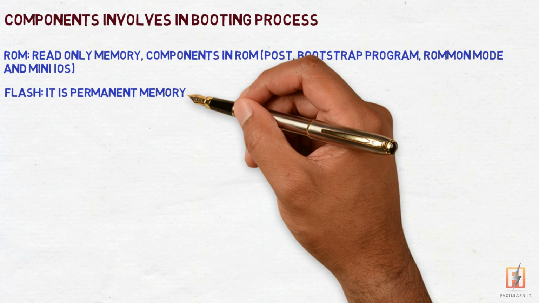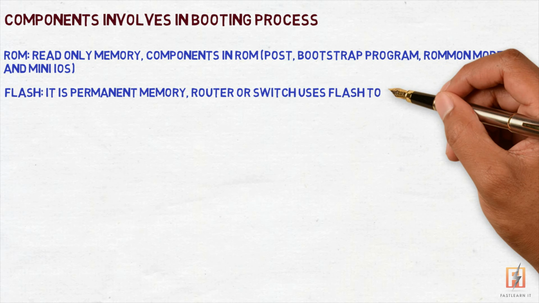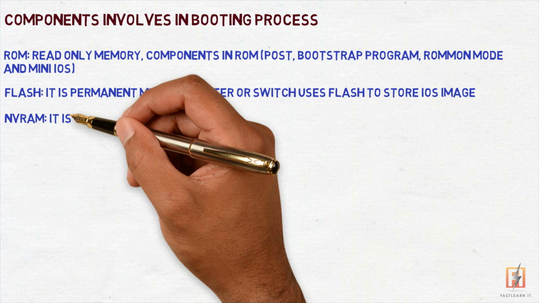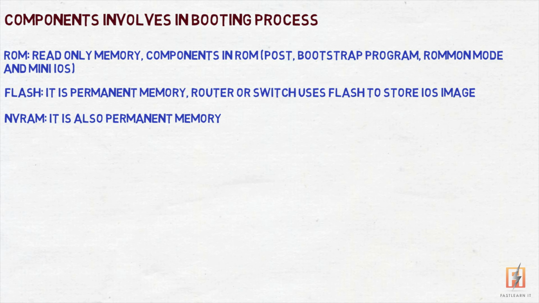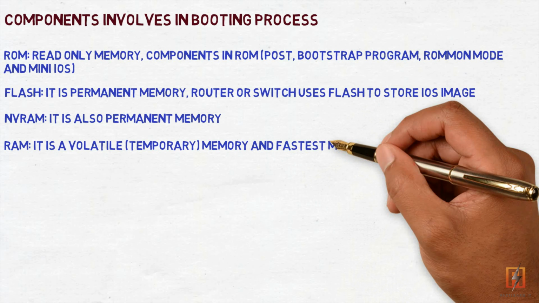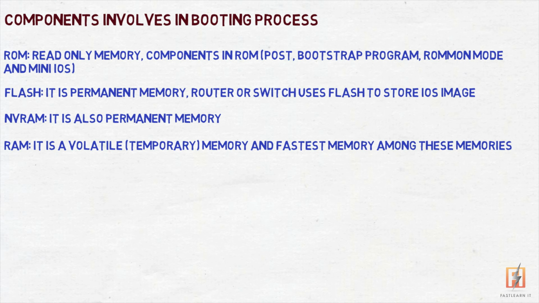Second component, flash. It's a permanent memory, which means data stored in flash is not lost when you turn off the router. Router or switch uses flash to store the iOS image. Third component, NVRAM, non-volatile random access memory. It's also a permanent memory. Fourth one, RAM. It's a temporary memory, which means when you turn off the router, everything in RAM is erased. RAM is the fastest memory among these memories.